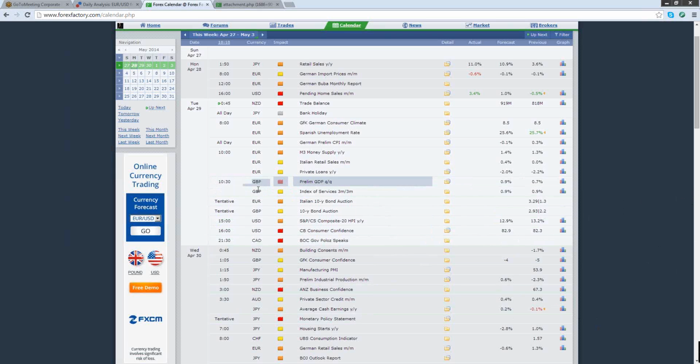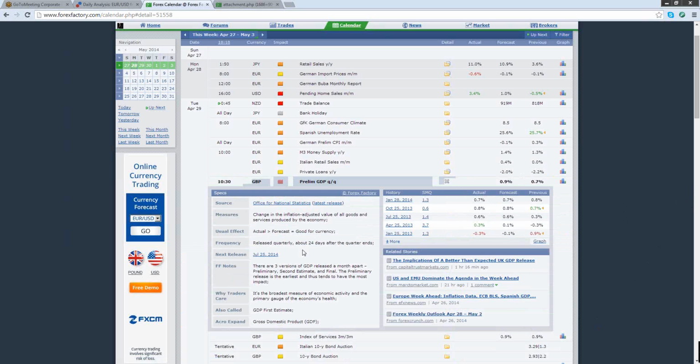GBP. This is big news for tomorrow. This is preliminary GDP. Now, if you open this, it will tell you there are 3 versions of GDP release a month apart: preliminary, second estimate and final. Now, read this. The preliminary release is the earliest and thus tends to have the most impact. What is that? It's gross domestic product, GDP.